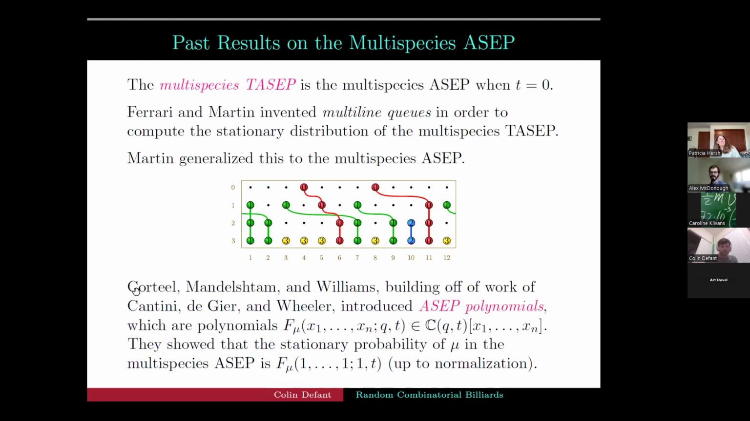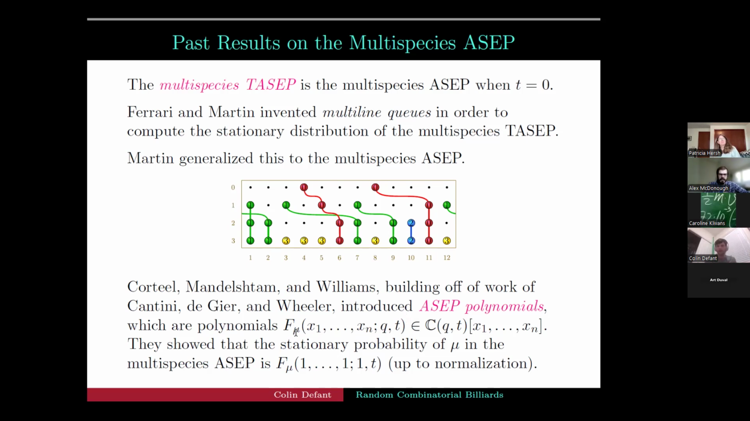And there's this paper by Sylvie Corteel, Olya Mandelshtam, and Lauren Williams. And this was building off of previous work of Cantini, de Gier, and Wheeler. And they define these things called ASEP polynomials, which look something like this. There's kind of a lot going on here, so let me try to unpack this. Here, q and t are just some parameters. t is the same parameter that I was using to define the multi-species ASEP from before. And q is just some other, let's say, real parameter. And x1 through xn are some variables.